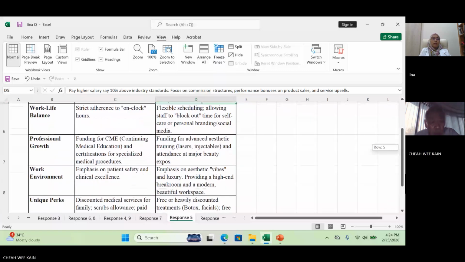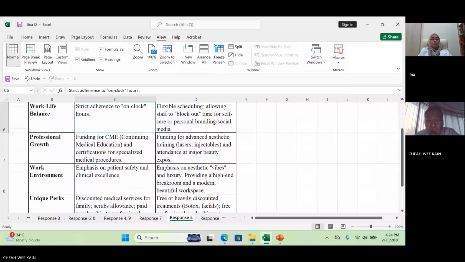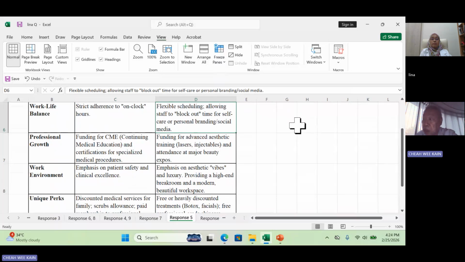Work-life balance. On clock hours means you come to work on time. Don't be late. But for sales, flexible scheduling, allowing staff to block out time for self-care or personal branding or social media. This is a little bit different. For a clinic, when the patient comes in, they are sick. It's different from when the customer goes into your skincare, they're looking to be beautified. So your staff should be in a good mood, basically. Should be flexible.